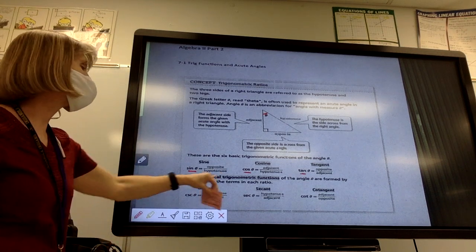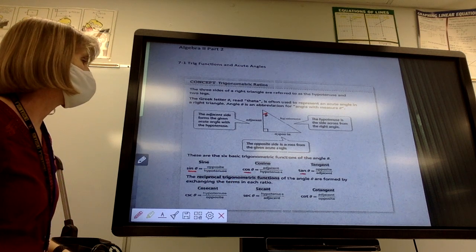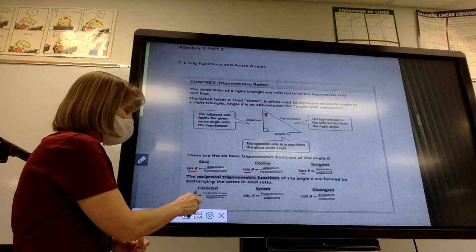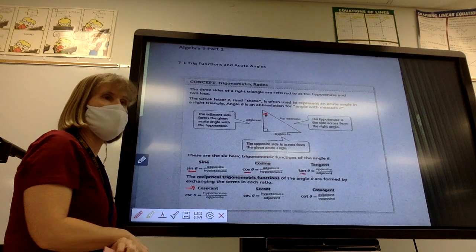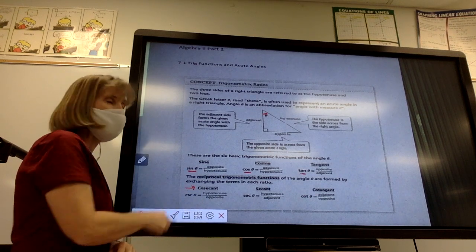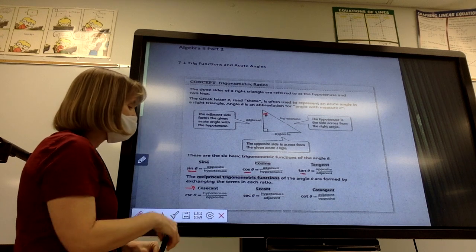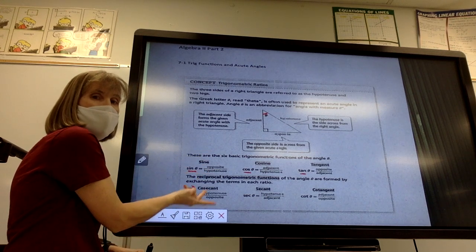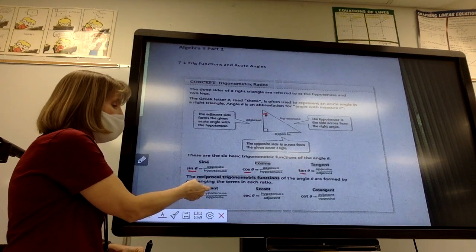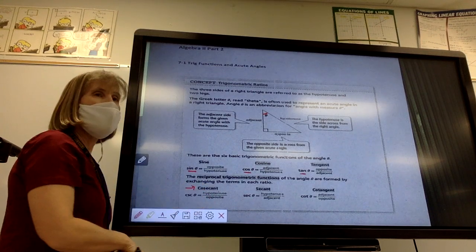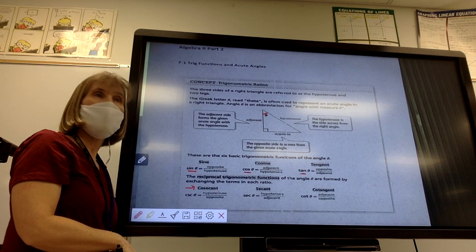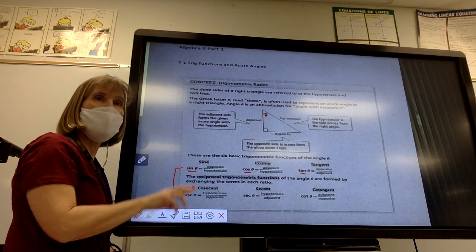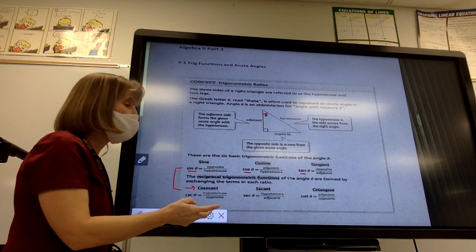It says the reciprocal trig functions of the angle theta are formed by exchanging the terms in each ratio. To come up with the cosecant, which we abbreviate CSC, the cosecant is just taking the sine and doing the inverse of it, or flipping it, the reciprocal. So the hypotenuse value goes on top, and the opposite leg length goes on the bottom. So we kind of pair up sine and cosecant. They're just reciprocals of each other.